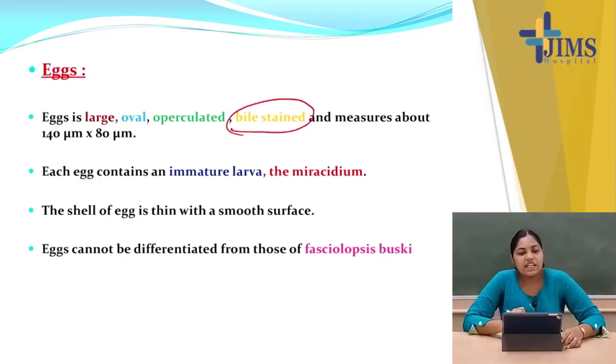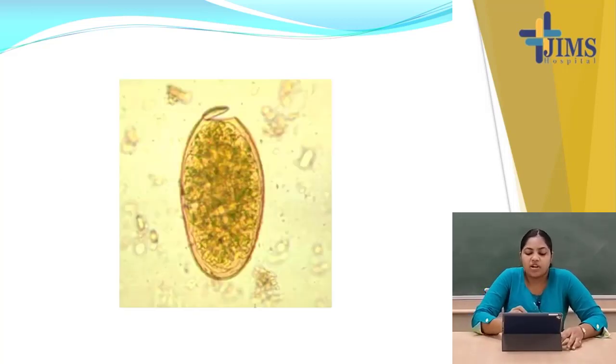Each egg contains an immature larva. Inside the egg there will be a larva, that is the miracidium. So this is the infective stage of Fasciola hepatica. Eggs of Fasciola hepatica and Fasciola buski cannot be differentiated. So this is the egg, which is oval in shape and a bile stained egg.